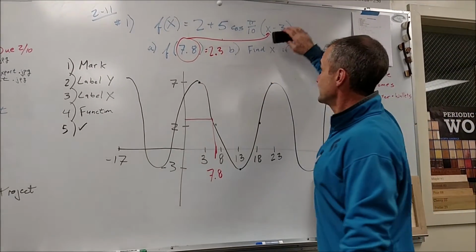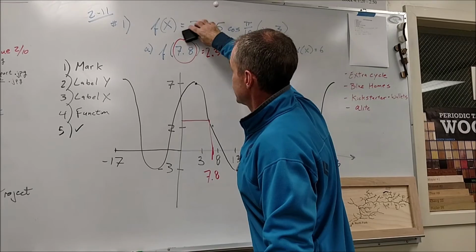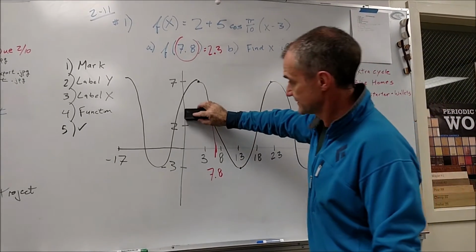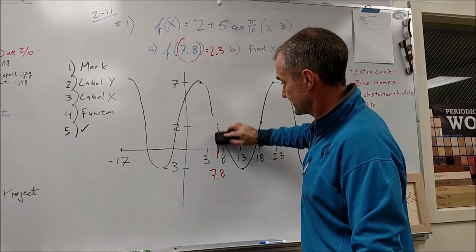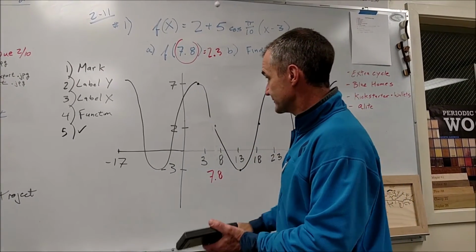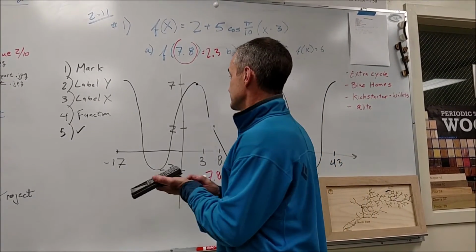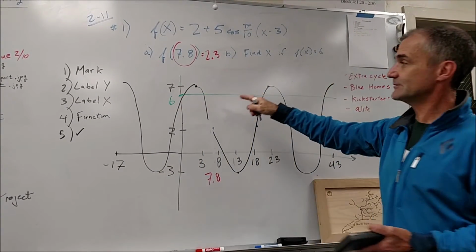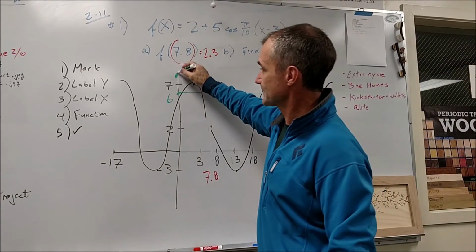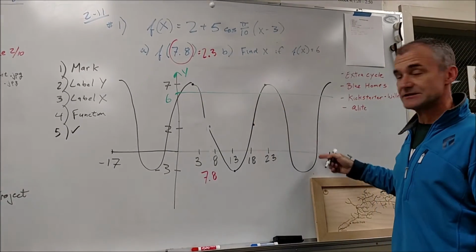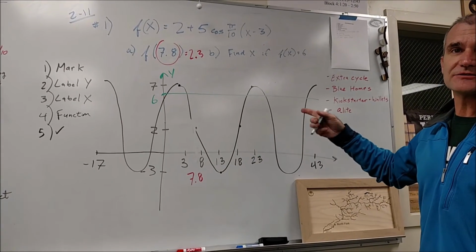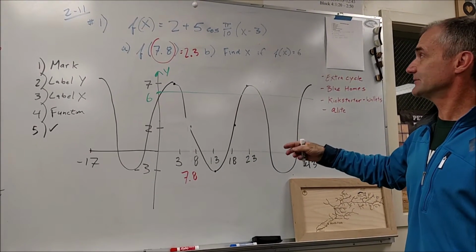Okay, then the next part here is find x if y equals 6. So let me get this out of the way. Y equals 6 is going to be right here. And I can see when I have a y value, there's an infinite series of x values. So I have to find both my calculator value and use my graph to find all my other values.